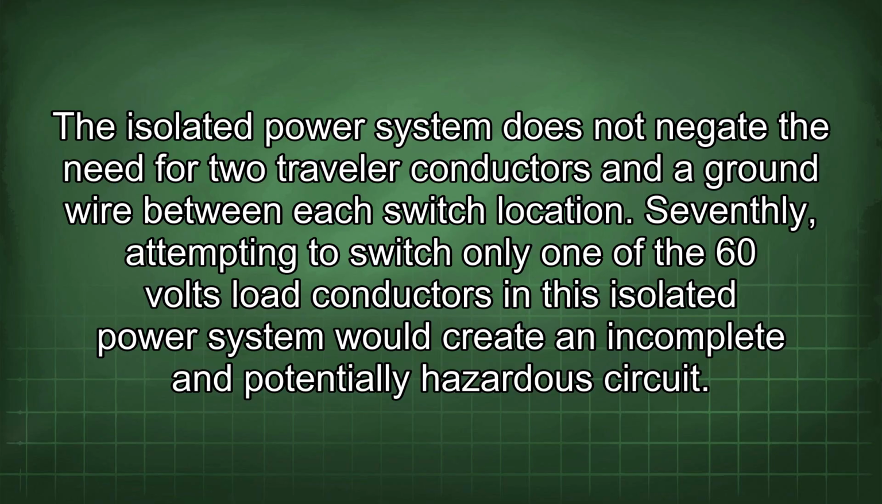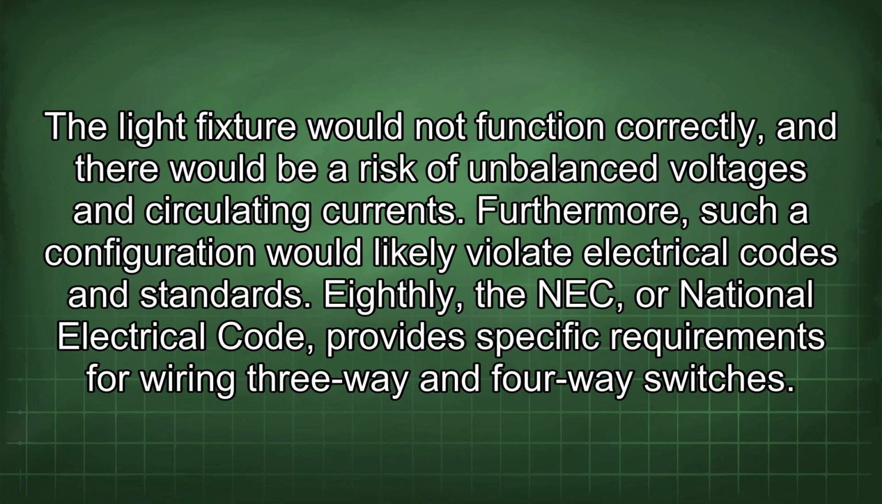Seventhly, attempting to switch only one of the 60 volts load conductors in this isolated power system would create an incomplete and potentially hazardous circuit. The light fixture would not function correctly, and there would be a risk of unbalanced voltages and circulating currents. Furthermore, such a configuration would likely violate electrical codes and standards.